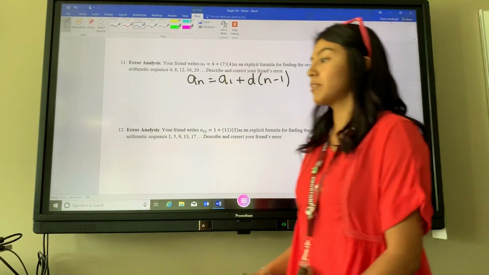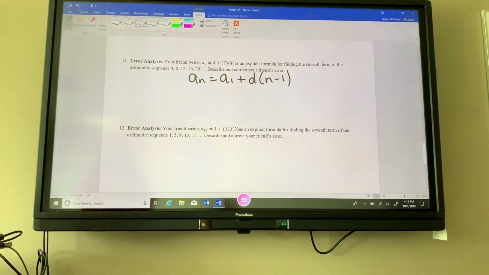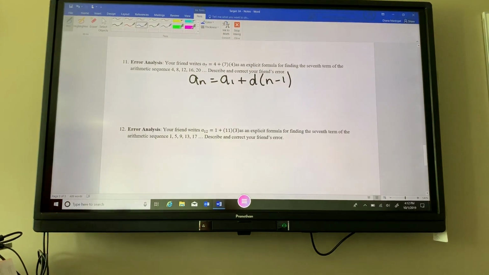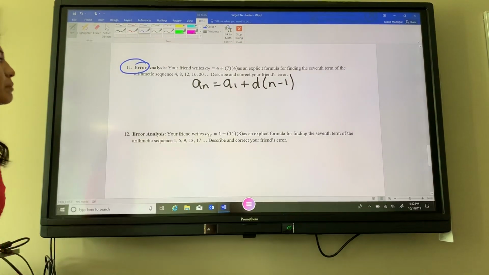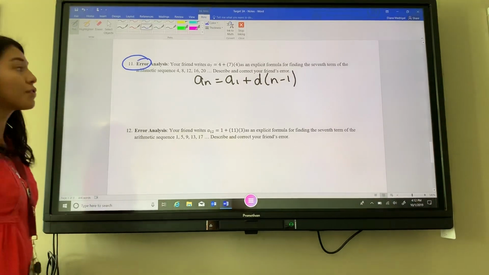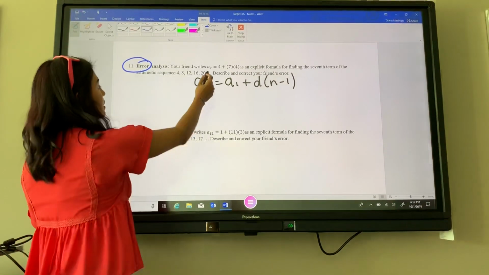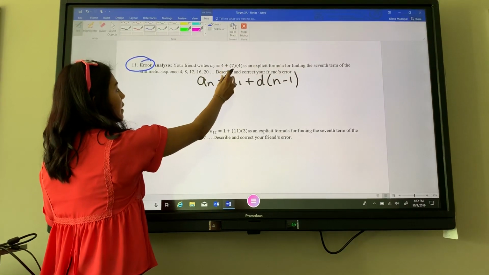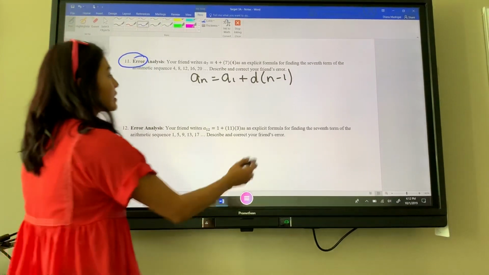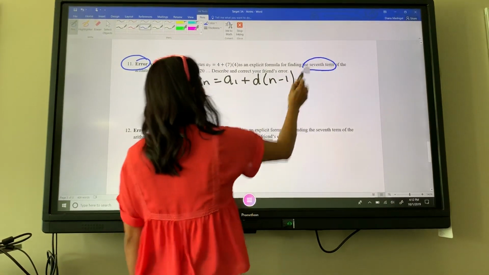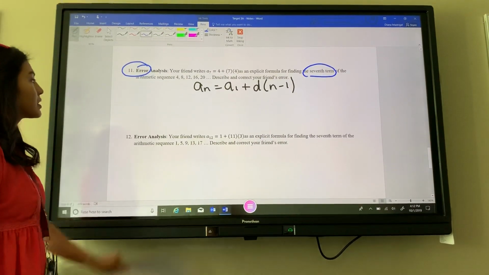Alright, and lastly, my favorite problems, the error analysis. There's always a mistake. Remember, it's an error. You have to find the mistake. Alright, so it says your friend writes A7 equals 4 plus 7 times 4 as an explicit formula for finding the 7th term of the sequence below.